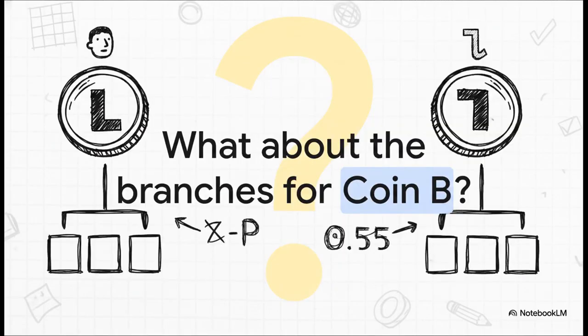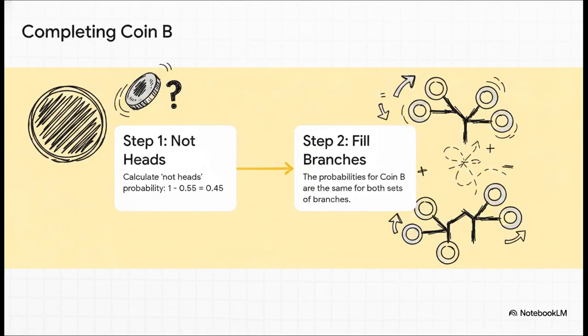Okay, next up are the branches for coin B. There are 4 empty spots here. We're told the probability of heads is 0.55. So, how do we fill in the rest? Well, it's exactly the same logic we just used. The probability of not heads for coin B is going to be 1 minus 0.55, which is 0.45.